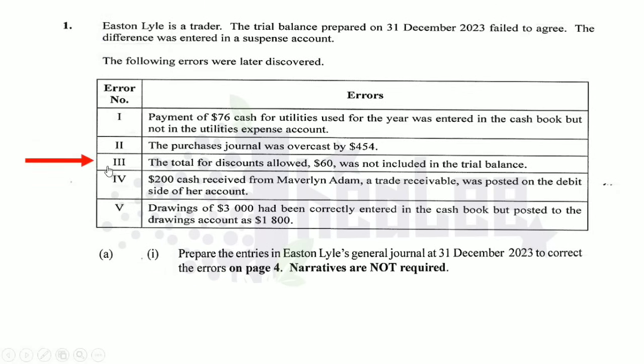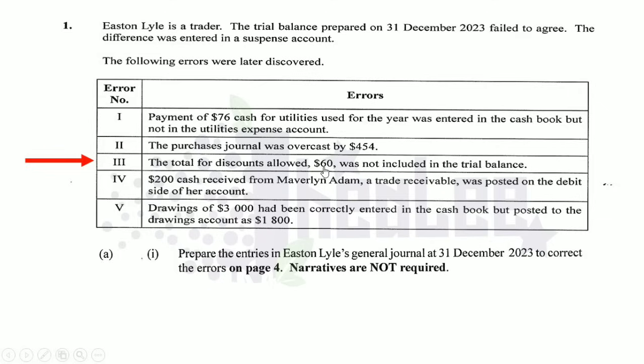And that error is the total of discounts allowed, $6, was not included in the trial balance. So we're seeing where there was an omission of discounts allowed, and the transaction only states discount allowed. So we're seeing where only half the double entry was affected. So again, we know that suspense account will be used to aid in completing the double entry. And remember, the suspense account is a temporary account.